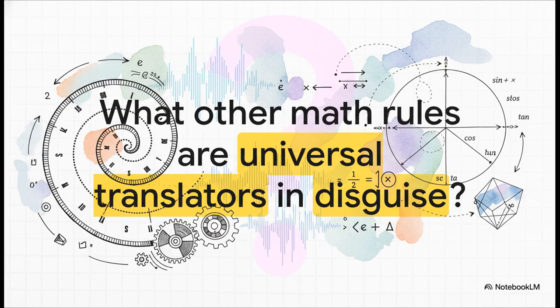And it kind of leaves you with a bigger question, right? What other rules that you've learned in math are really just universal translators in disguise, designed to help different parts of mathematics all speak the same language?